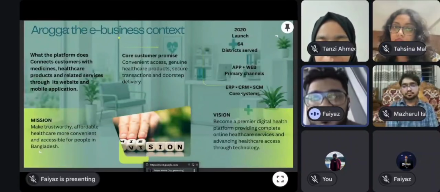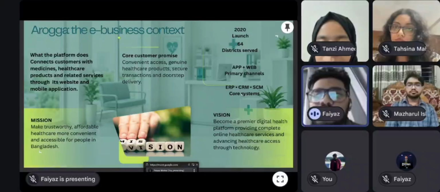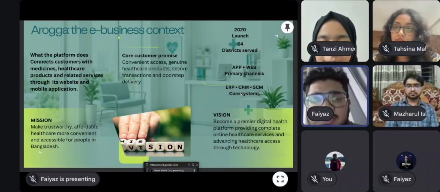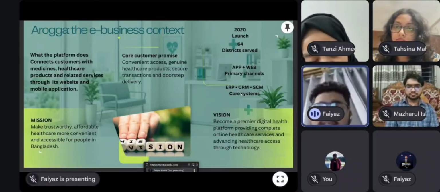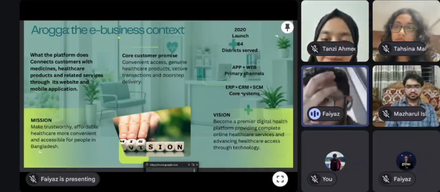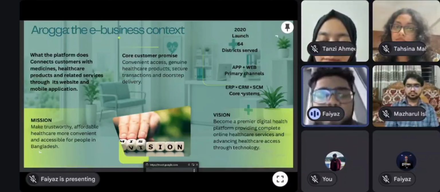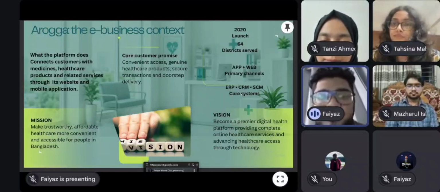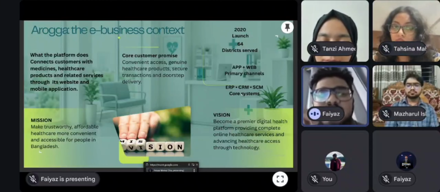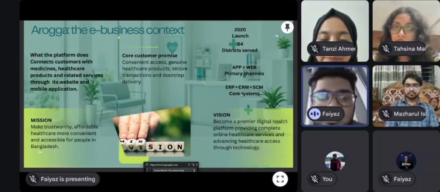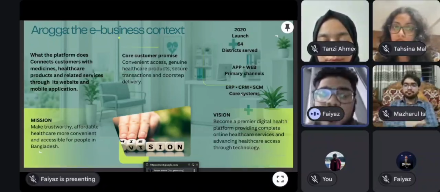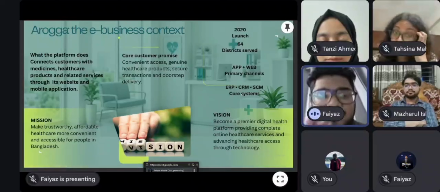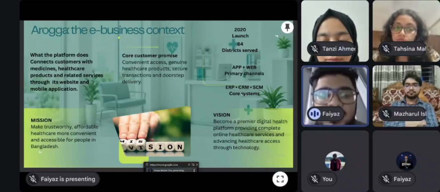Moving on to our next slide, we will be talking about Arogga's e-business context. Let's look at how it works. Arogga connects its customers with medicines, healthcare products, and related services through its website and mobile application. Its core customer promise is to provide convenient access to genuine healthcare products, secure transactions, and doorstep delivery. Arogga was launched in 2020, and according to a presentation, they serve 64 districts. Its main digital channels are its mobile application and website, while ERP, CRM, and SCM support its core business operations.